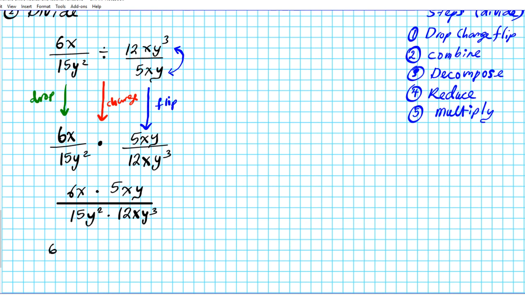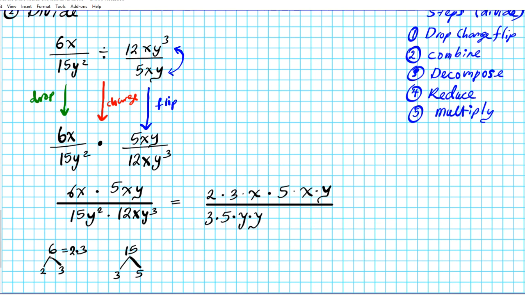6 is definitely a composite. 2 goes there 3 times. So in place of 6x, we're going to have 2 times 3 times x. 5 is prime, so we just have 5 times x times y. And then we're going to go ahead and divide the entire numerator by the decomposed form of the denominator. Okay, so 15 is composite. 3 goes into 15 5 times. So you can write 15y squared as 3 times 5 times y times y.